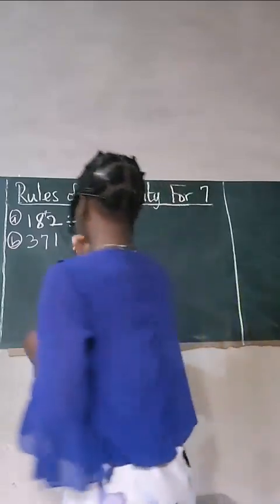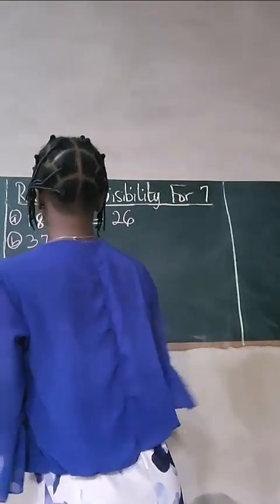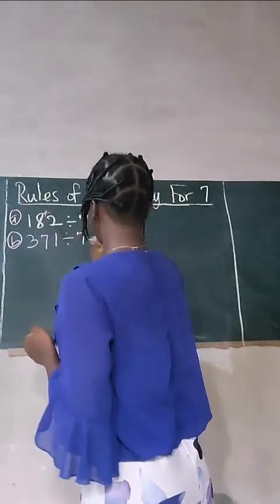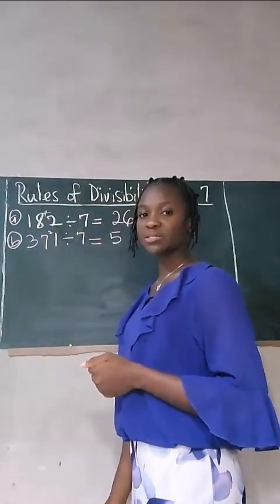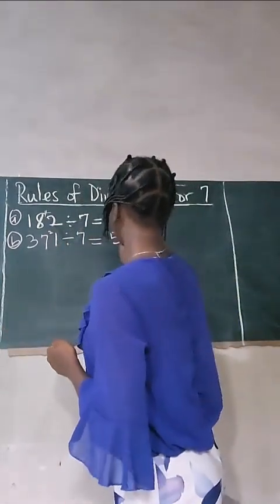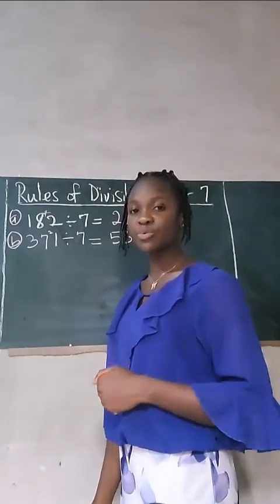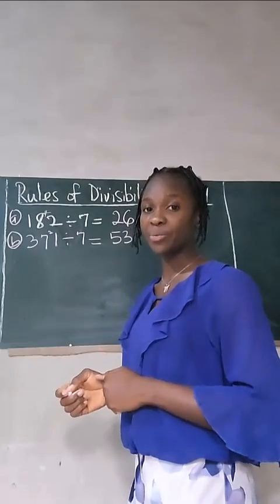Let's check. 7 in 37, that's 5. Remainder 2. 7 in 21, that's 3. So that implies that 371 is divisible by 7. Now let's try this for a higher number.